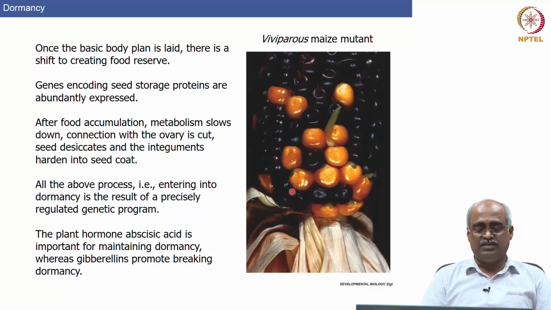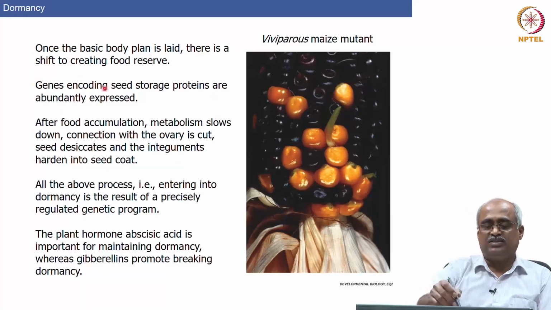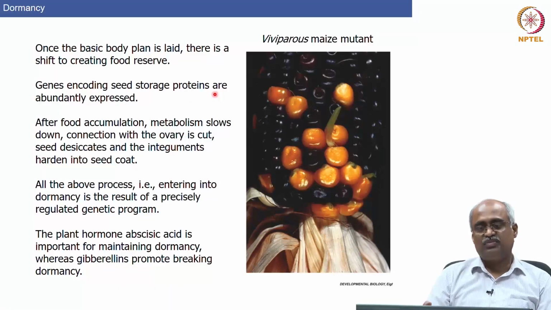In the last class I mentioned that the embryo needs to move from the parent sporophyte to other locations where it can have a conducive environment and food reserve to grow. Seed dispersal is an essential part of how plants reproduce and develop, and that necessitates a break at this step in development. Instead, genes involved in making storage reserves get activated. For example, seed storage proteins are abundantly expressed, and food accumulation starts. Instead of continuing with embryonic development, the focus is now on expressing food reserve related genetic activity, and it accumulates a lot of food.